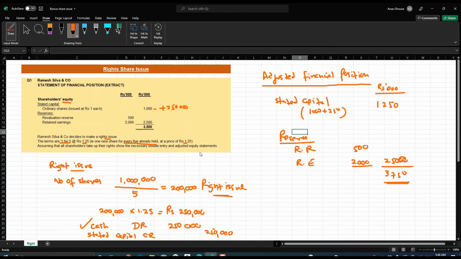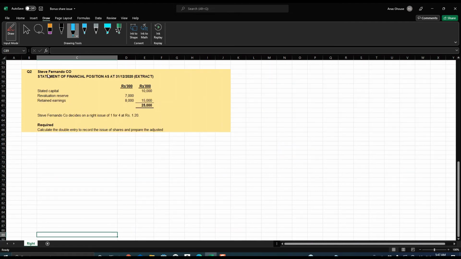Now let's move on to another question. Okay, let's move on to this question. Steve Fernando Company's statement of financial position as at 31st December 2020, extract is given. Stated capital is 10 million. Revaluation reserve 7 million. Retained earnings 8 million. The total is 15 million. The total shareholders' equity is 25 million. Steve Fernando Company decides on a rights issue of 1 for 4 at 1.2, which means one new share for every 4 shares already held.